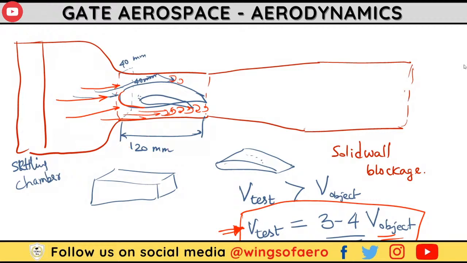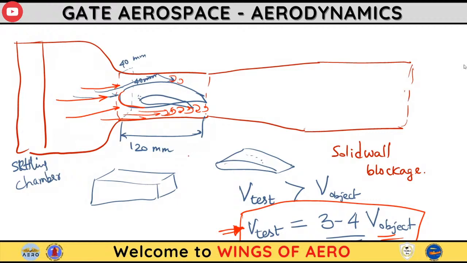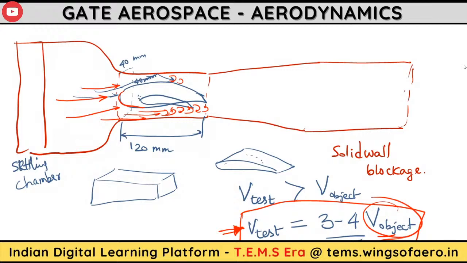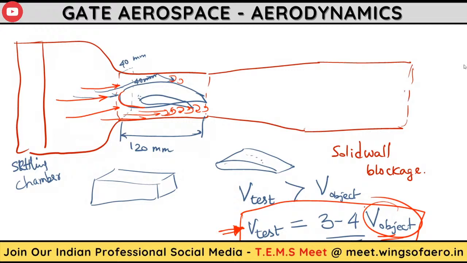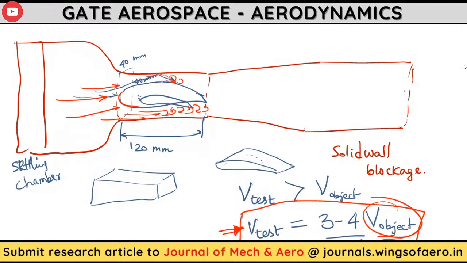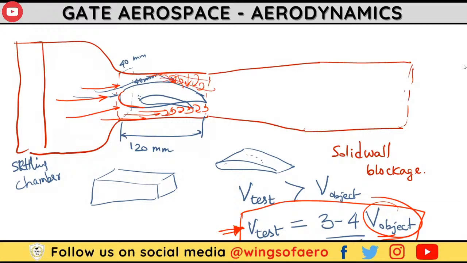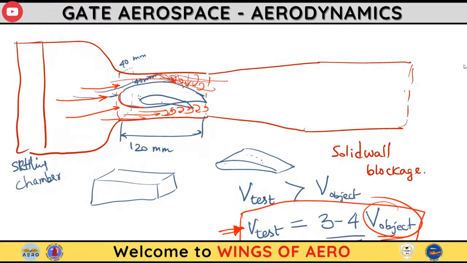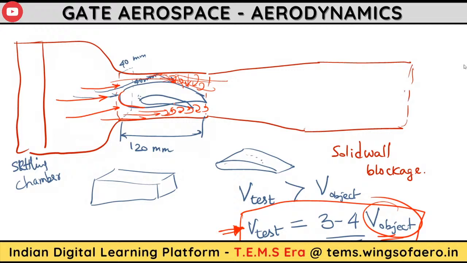Usually we don't create that. We have a particular well-defined test section. Based on the test section, we define what will be the size of our object, and accordingly we design the prototype. So this is a solid wall blockage. It can also lead to reflections, and the reflections will be haphazardly reflecting back. The flow won't be laminar over the airfoils or whatever components you have. All right, you got the point. What is a solid wall blockage?